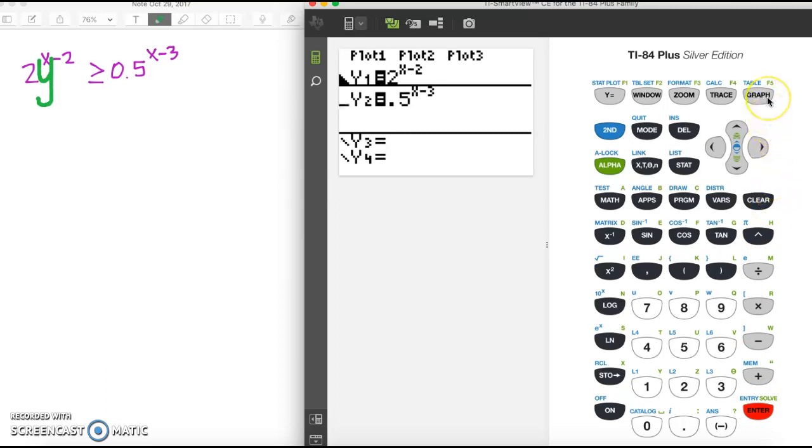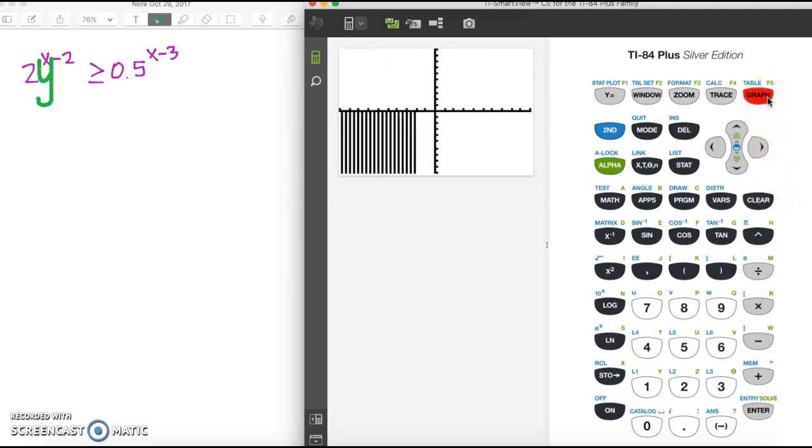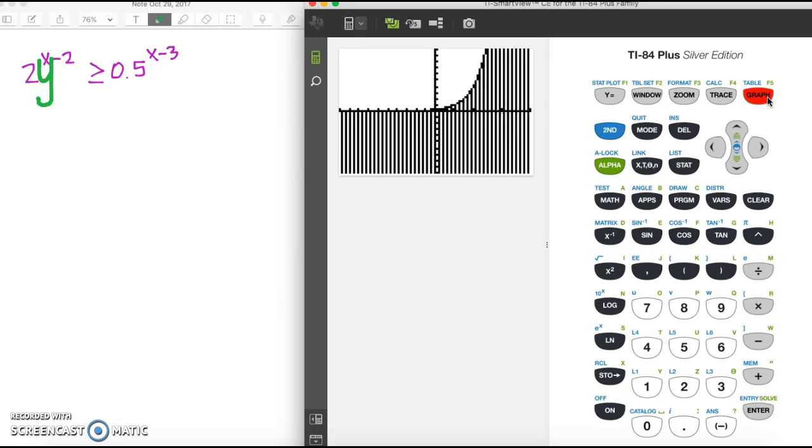Hit graph. There, that's shaded below the first one, above the second one, and the solution is going to be in this part where the two overlap. See that part right there? I just need to figure out how I can write this as a solution. First of all, I'd like to see where this overlap starts, which is right here where they intersect.